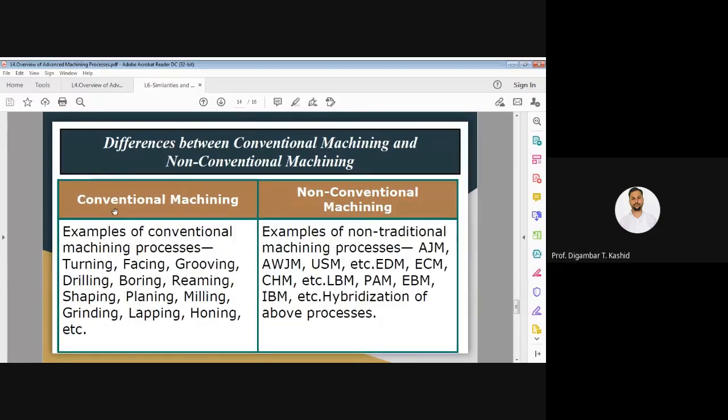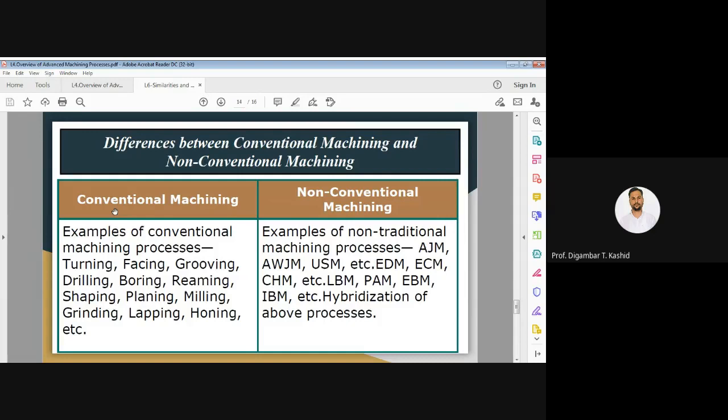Now, what are the examples of conventional and non-conventional processes? Examples of conventional machining processes are turning, facing, grooving, drilling, boring, reaming, shaping, honing, and milling. So these are our conventional machining processes.